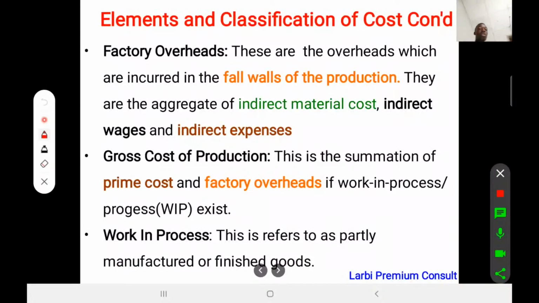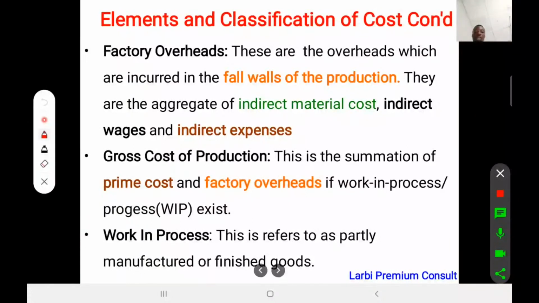Why is it called gross cost of production? Because during the process of manufacturing, not all the materials will come out as finished goods. There might be what we call work in progress. And if there is work in progress existing at that time, you need to adjust for it. So here I define gross cost of production as a summation of the prime cost and factory overhead cost, where work in progress or work in process exists. You are waiting for adjustments and deductions to be made, whether you're going to add or subtract.